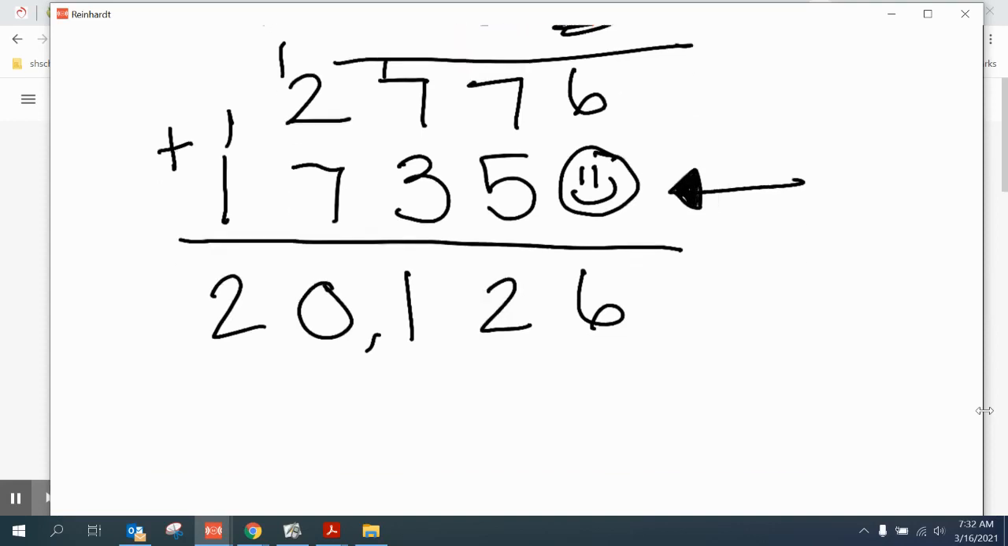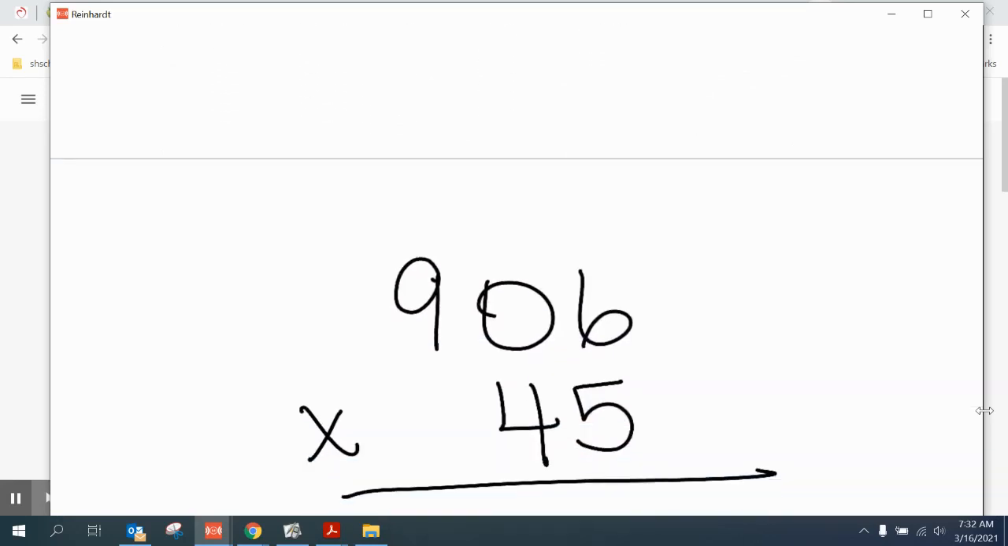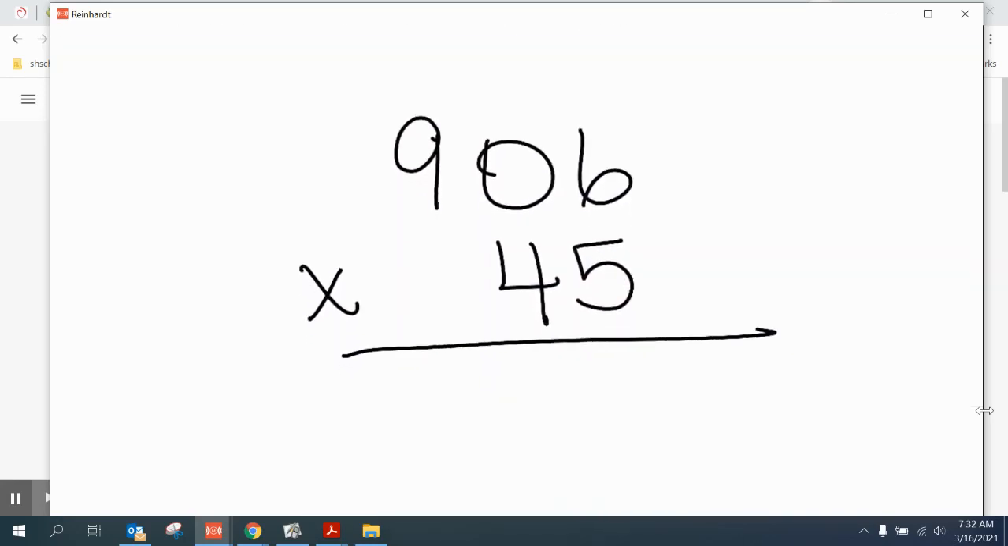So your job is to multiply this problem for me, for your teacher, and submit it on Seesaw. Show us that you have this down.